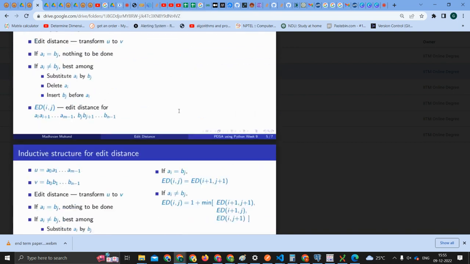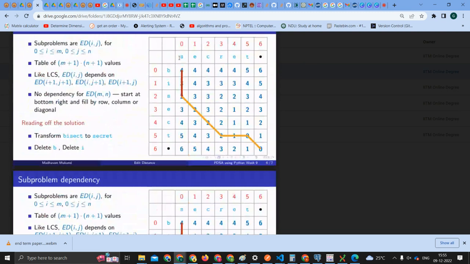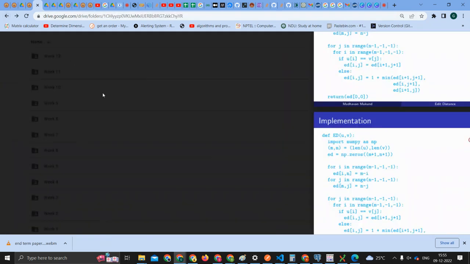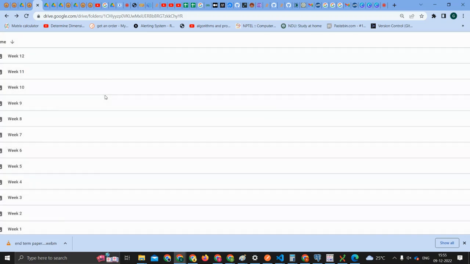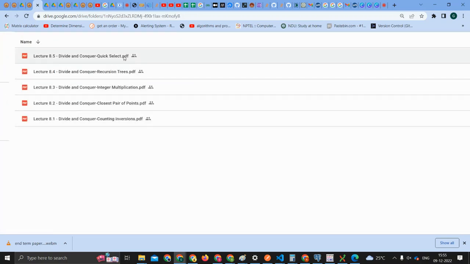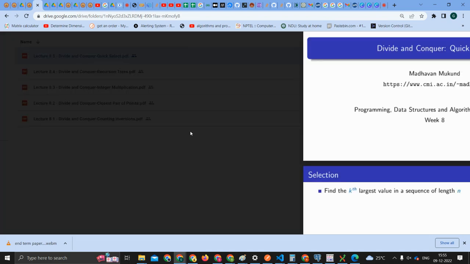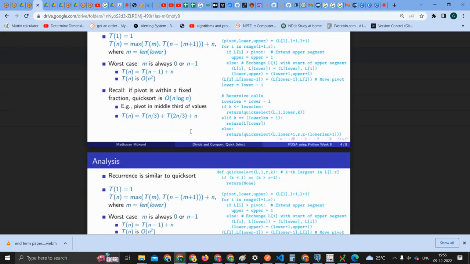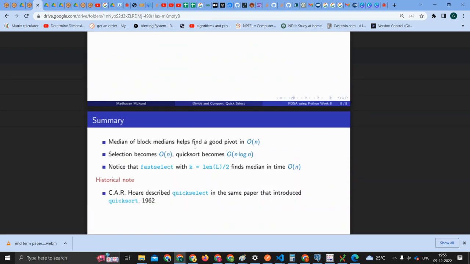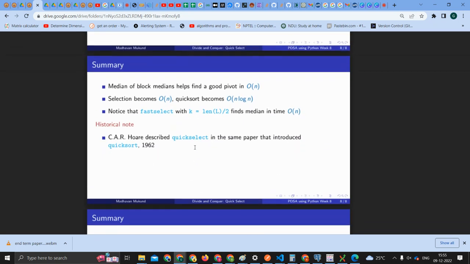Yeah, I think it should be in this week. No? My God. I guess week 8. Quick select, you're correct. Median of medians is week 8, I think. Yeah, so he used to tell it in the summary actually.